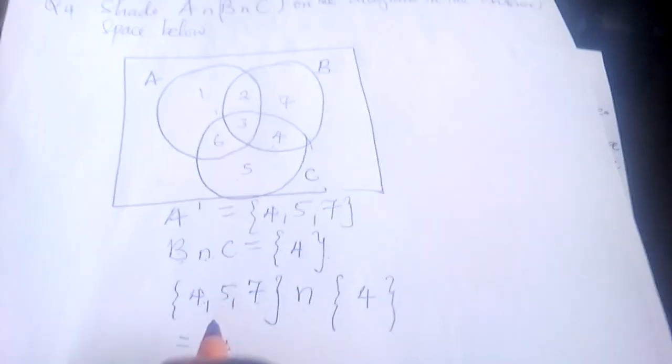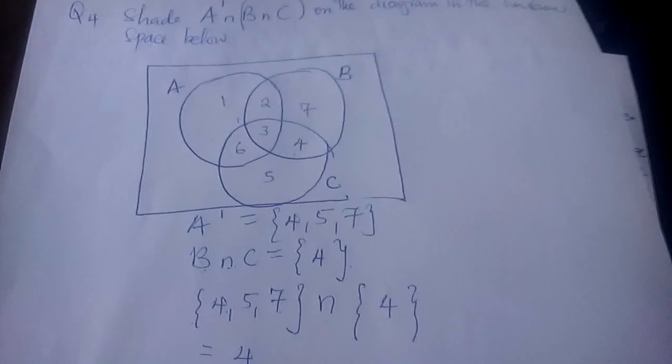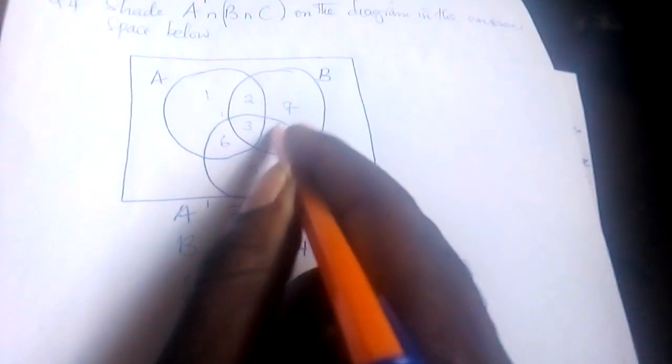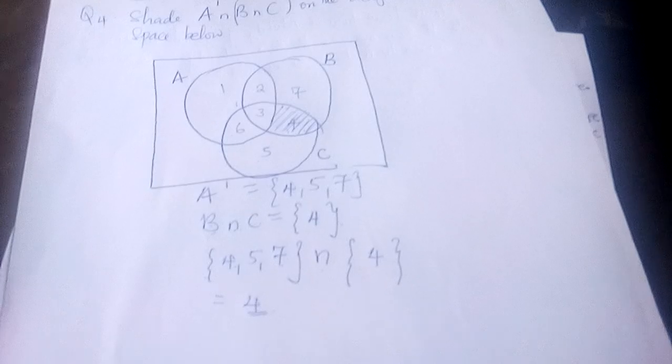But now they want you to shade on the Venn diagram. So you shade where the 4 is, and the 4 appears to be here, and then you shade just like that. Like that. And this is how you can answer this question.